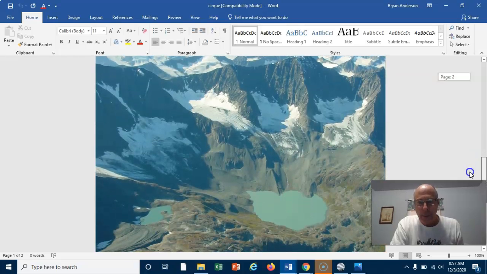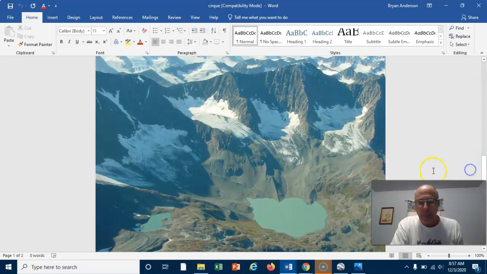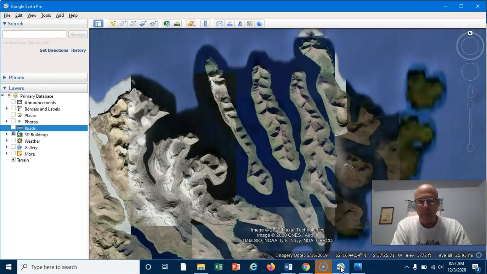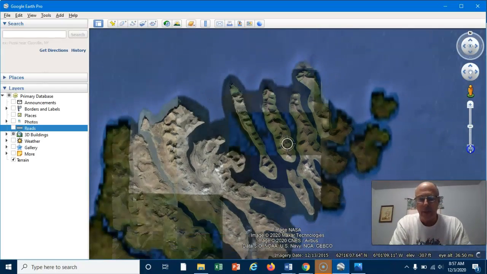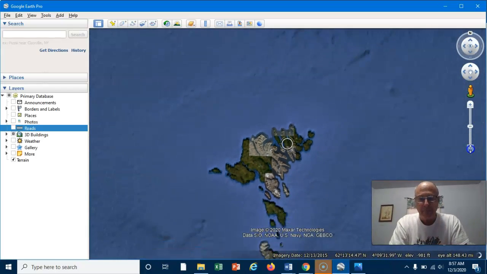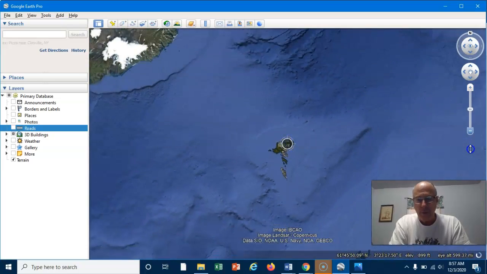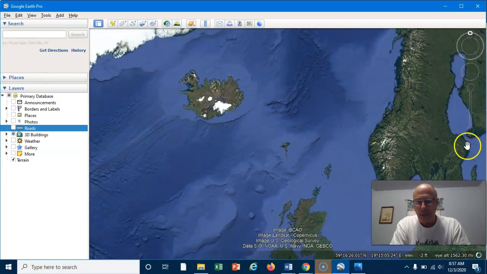So here's a picture of several cirques. Okay, this would be a cirque and a cirque glacier in it yet. Here's another cirque. Here's another cirque. Maybe the best example is in the Faroe Islands, and I'll show you where these are. We're north of England, between England and Iceland.